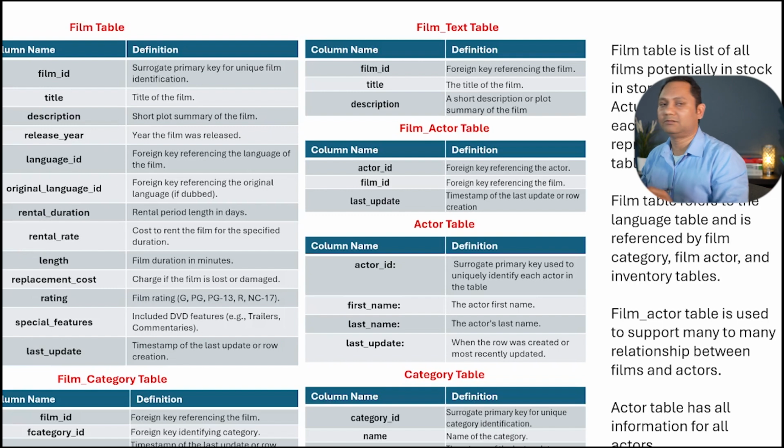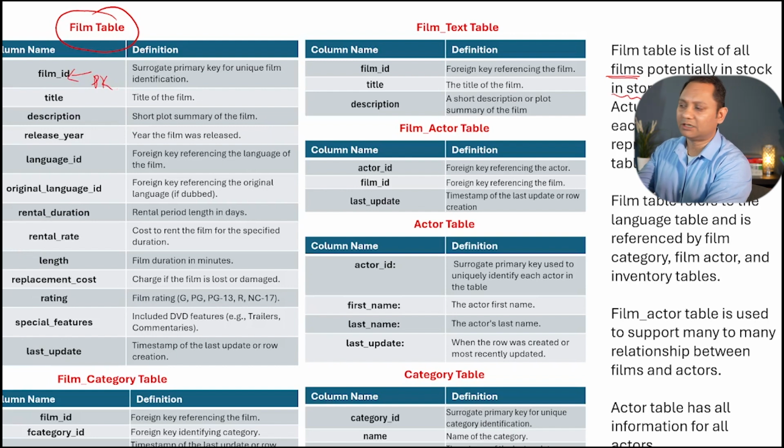First table, the most important table before going into the rental business, the crux of the business is the movies, right? The films. Now, the film table is a list of all films that can be in stock or in stores, right? Whatever film can be in a store, it's a comprehensive list of all those films. You have film ID, it is a primary key. Primary keys are unique, right? So it's a unique value.